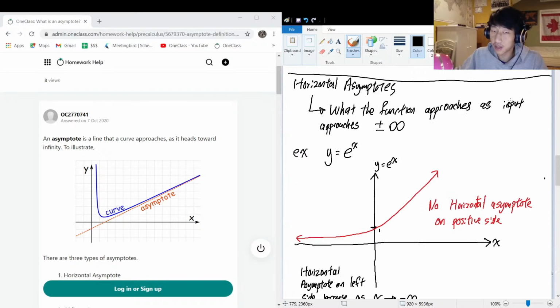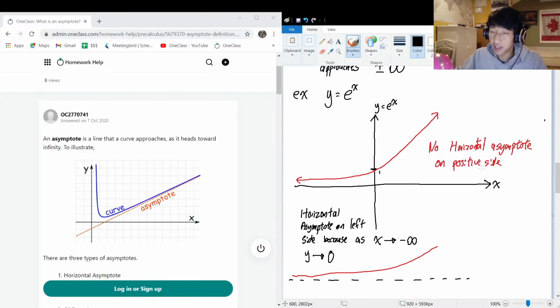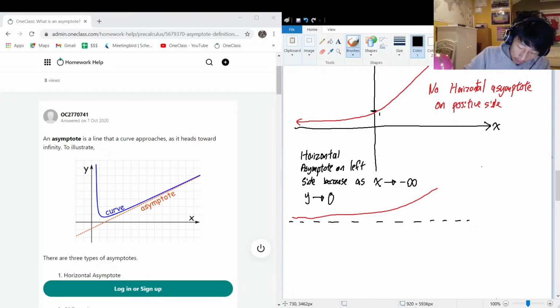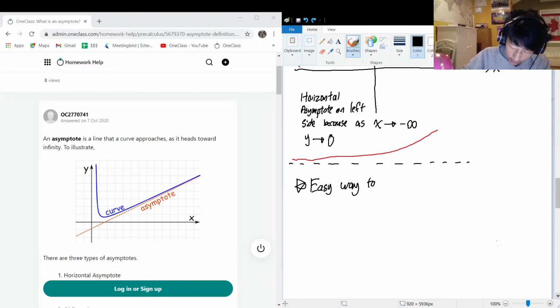And this is how horizontal asymptotes work. An easy way to find horizontal asymptotes.